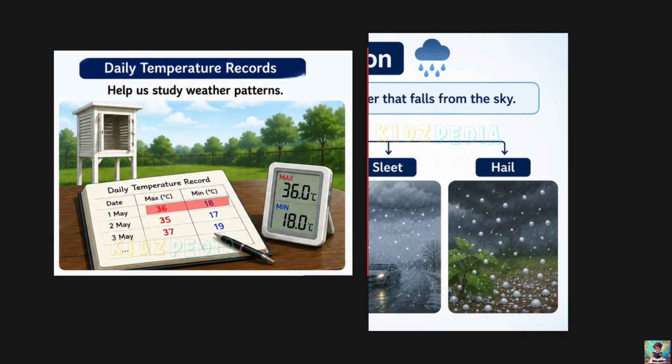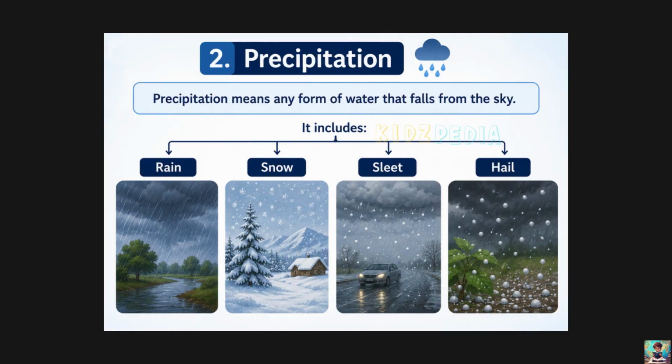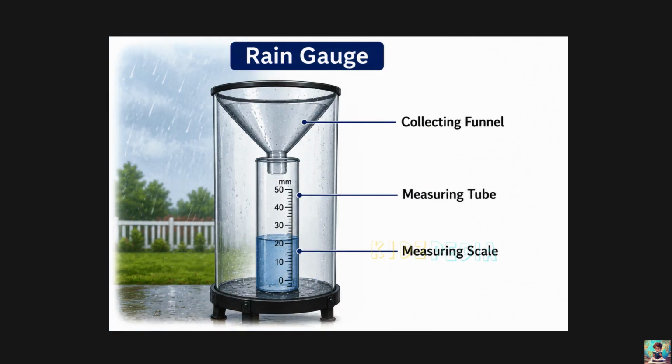And now the second element of weather, precipitation. You already know that precipitation means any form of water that falls from the sky. It includes rain, snow, sleet and hail. But how do scientists know whether a place received 5 mm or 30 mm of rainfall? For that, they use a special instrument called a rain gauge.